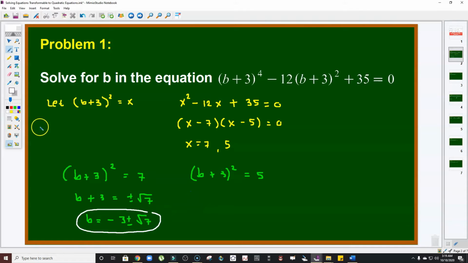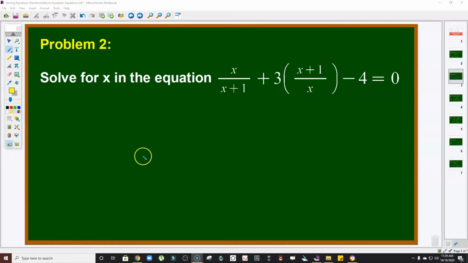See that? Okay, now doing the same here, I'm going to extract the roots. b plus 3 equals plus minus square root of 5. So therefore, the values of b here are negative 3 plus minus square root of 5. There you go. Now, the question is, how many values of b? 4. Okay, and you can verify that. Since the highest degree is 4, it means there are at most 4 roots. Clear?